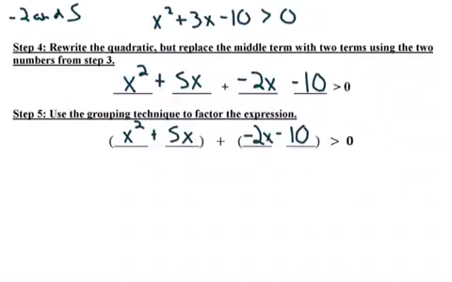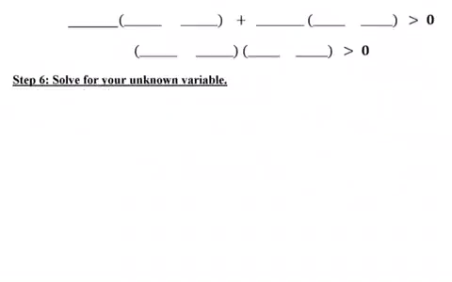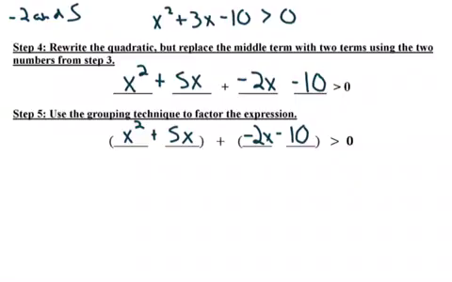Now, we are using the grouping technique to factor this. So, what I need to do in the next step is I need to factor out something. That's why I have this blank here. So I'm factoring something out of my first expression in parentheses, and then there's a blank here, and I'm factoring out something from my second set of parentheses. So let's see. Let me ask you, what is the greatest common factor of this expression in parentheses?